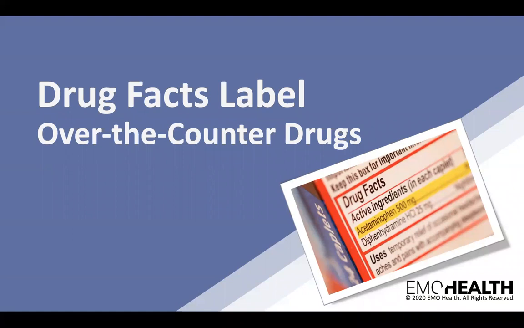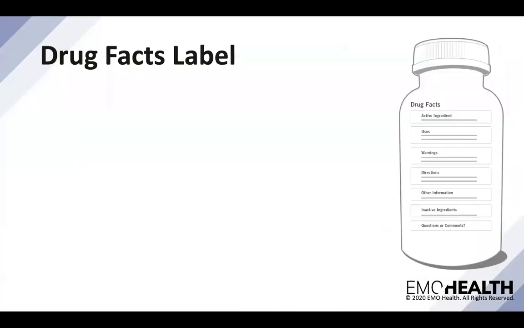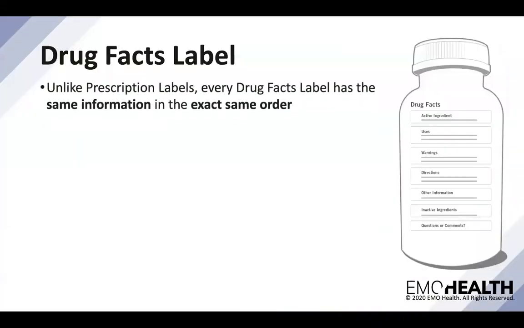Moving on to our over-the-counter products with the drug facts label. So good news is, unlike the prescription labels, which do have the same information, but it could be in many different places or in a different order, FDA made it very easy for our drug facts. They always have the same information, same exact sections, same exact order. This is how it will show.